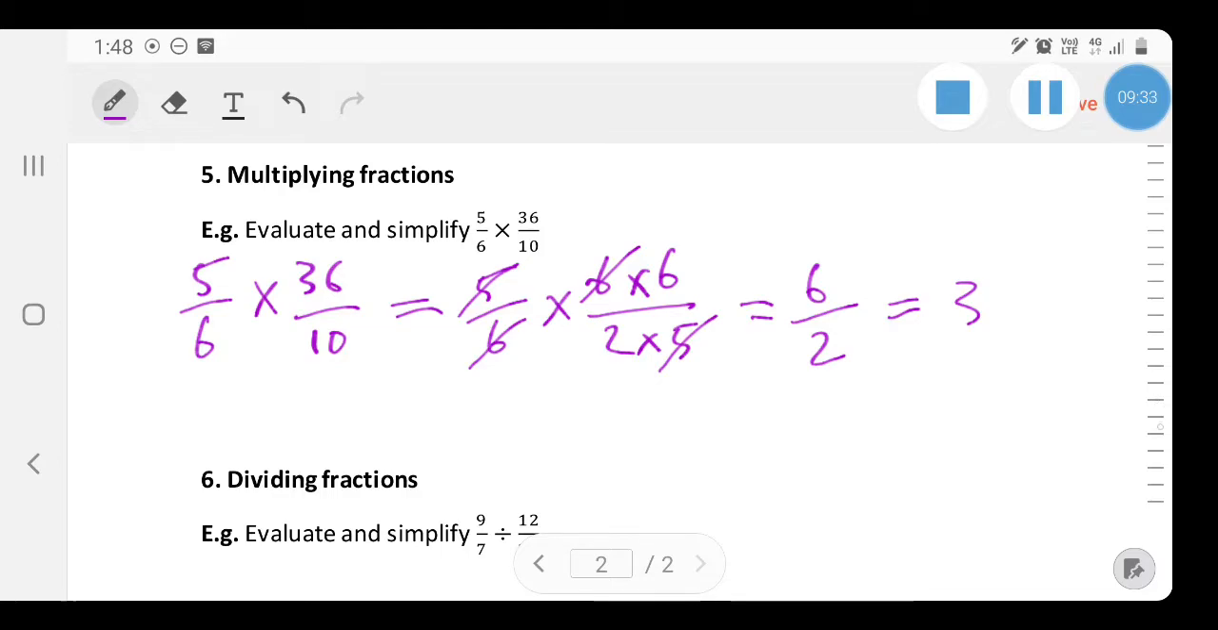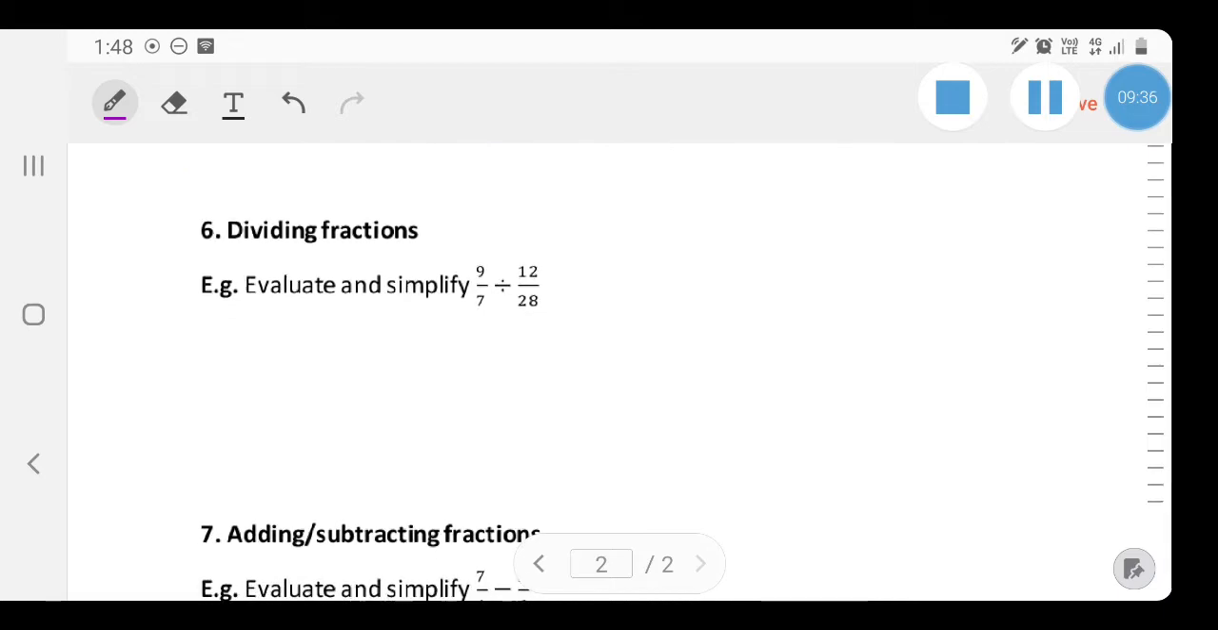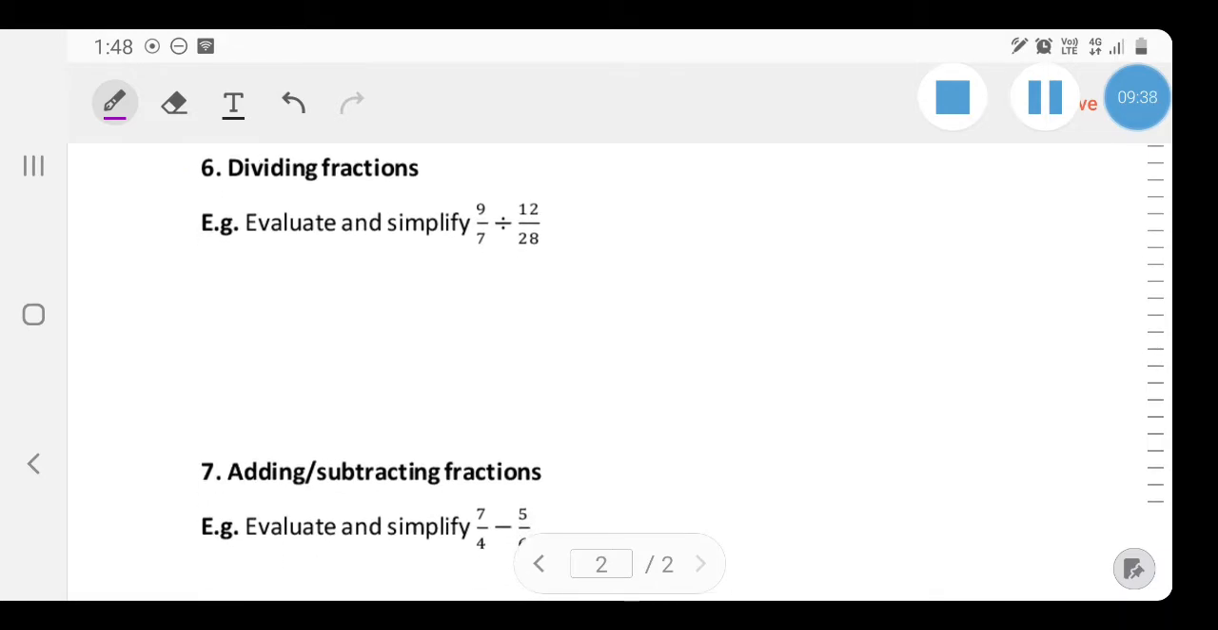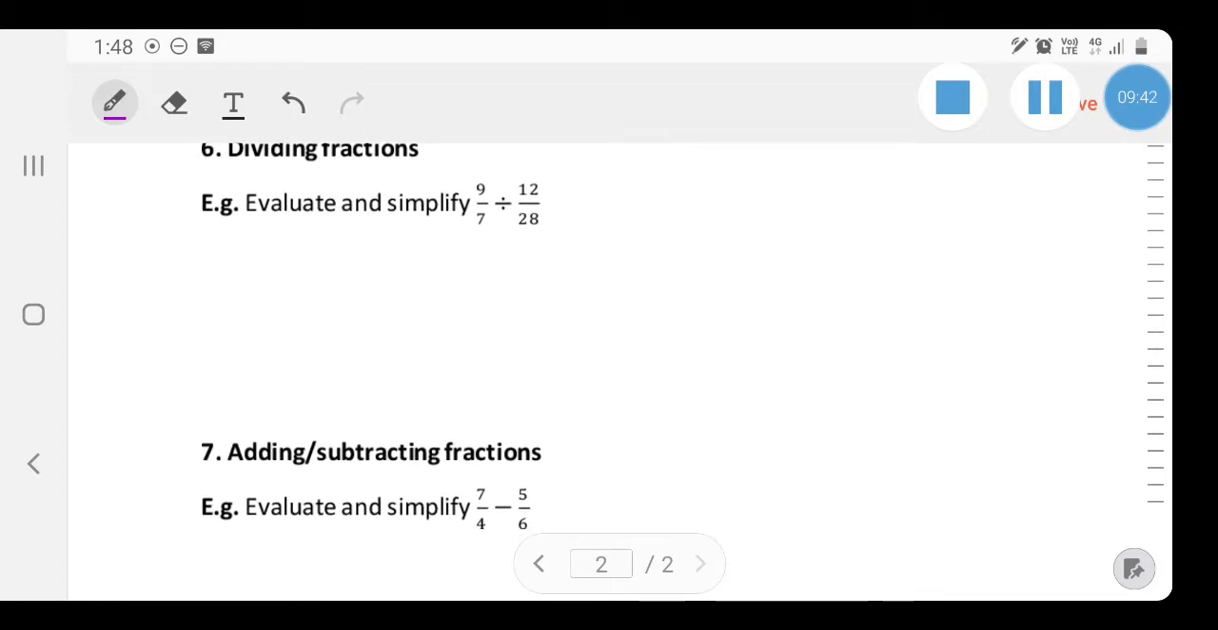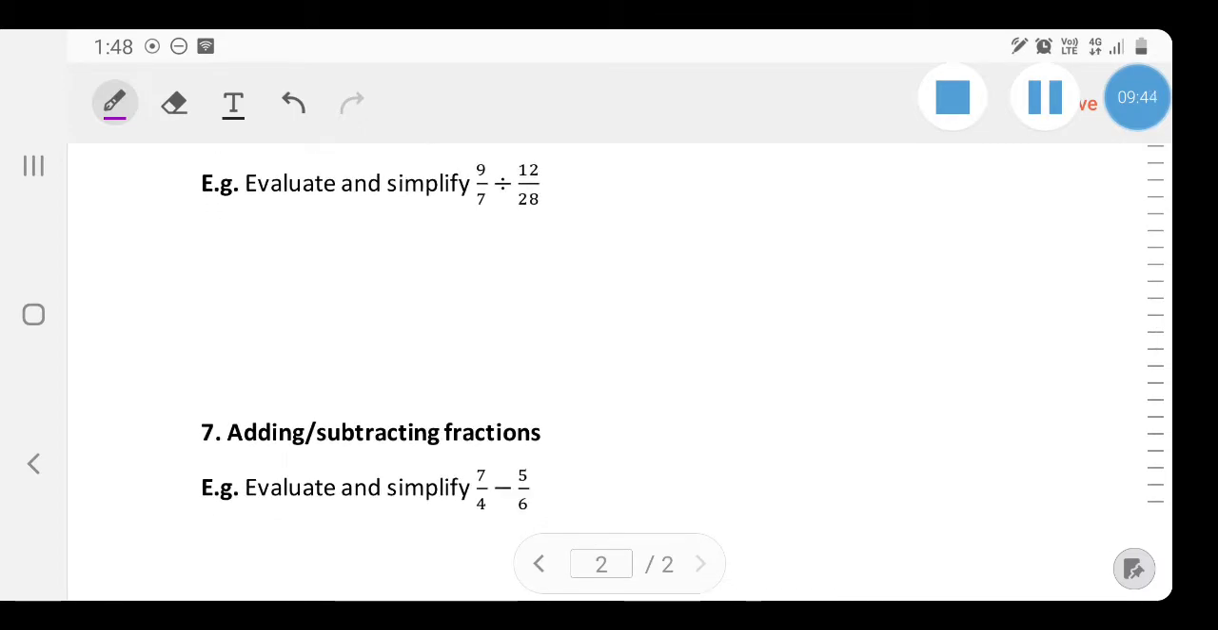All right, moving on. We're almost there. Dividing fractions. Well, if you know how to multiply fractions, then you know how to divide fractions as well. It's just a simple process of changing division into multiplication, okay? So here's what we do. Evaluate and simplify the following. All right, so we have 9 over 7 divided by 12 over 28.